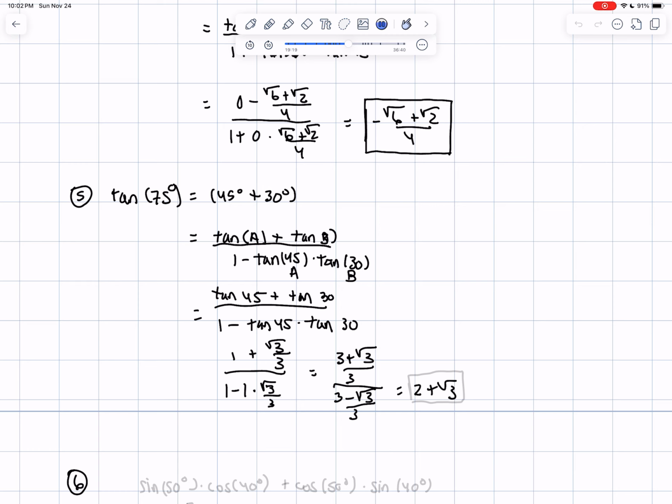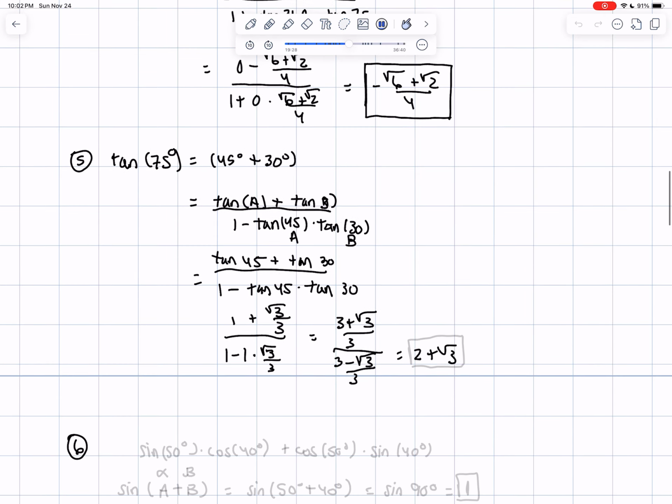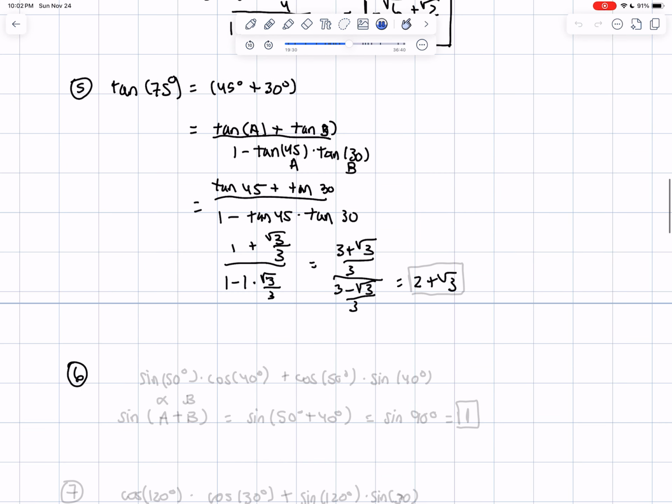Now, if I do this on my calculator, let's see what I get. So if I put this in my calculator, what I get is 1 plus the square root of 3 over 3 gives me 3 plus the square root of 3 over 3. And same thing on the bottom, 1 minus 1 times square root of 3 over 3 gives me 3 minus square root of 3 over 3. And I will get 2 plus the square root of 3. If you did this a little bit different, that's okay. There's many ways to do this.